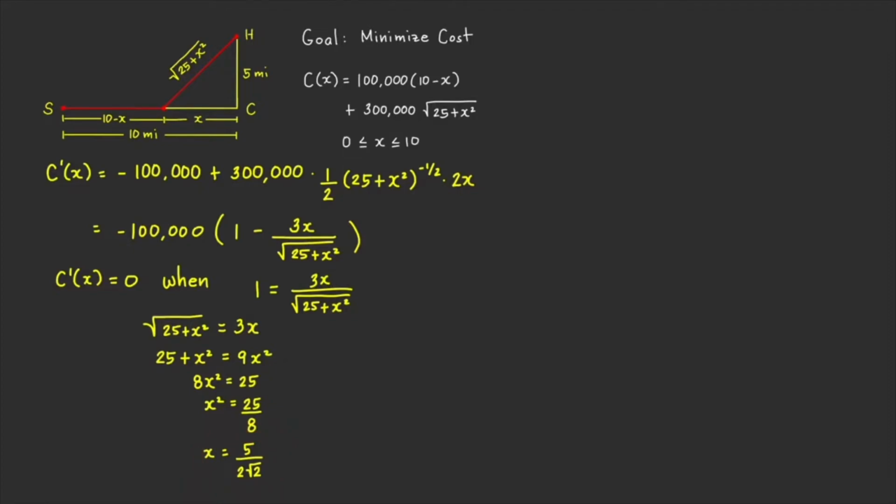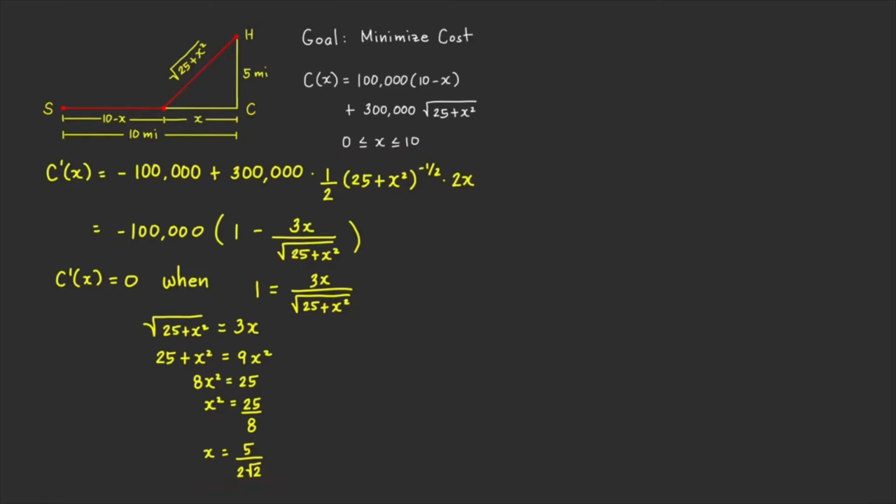So here you can already use the closed interval method to determine the x value that gives you the minimum cost. All you need to do is to find the value of this c at the endpoints 0 and 10, and then at this critical value and compare the function values.